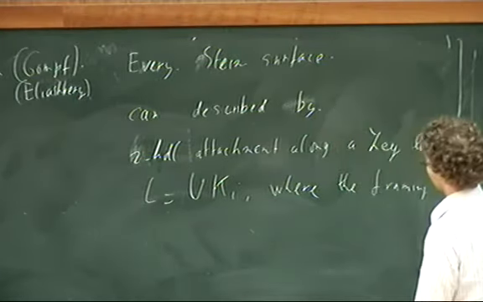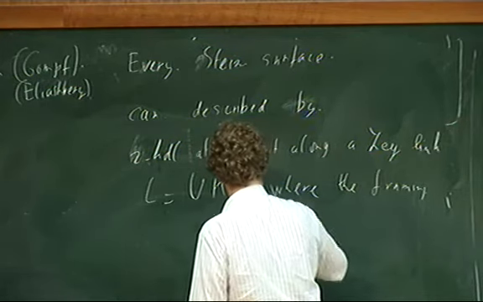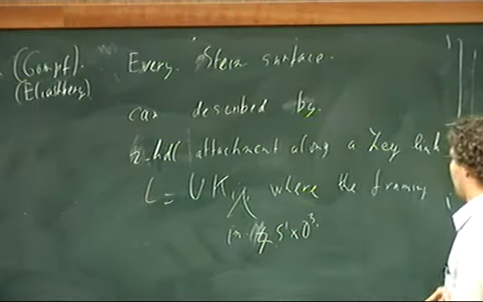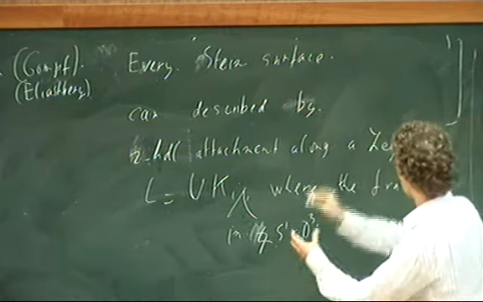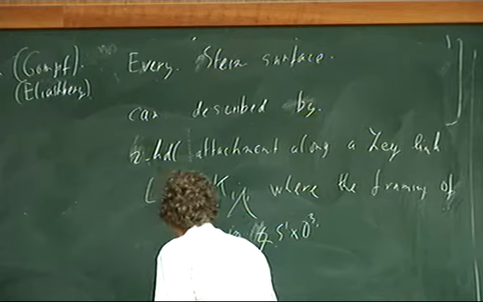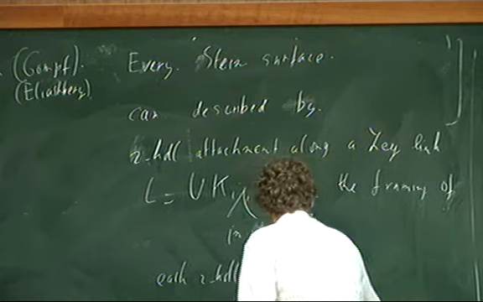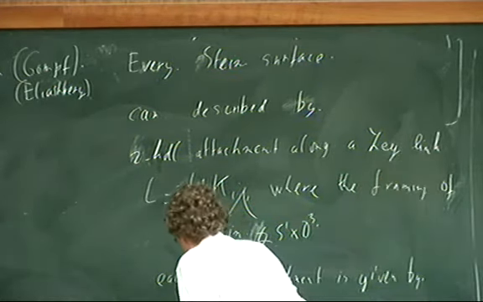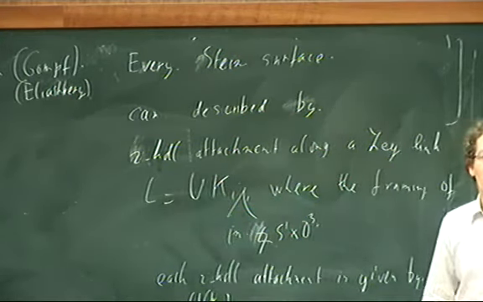Legendrian link in the boundary connected sum of copies of S1 times D3. Okay, let me explain later. So where the framing of each two-handle attachment is given by the Thurston-Bennequin invariant of Ki minus 1. So there's no freedom in framing.